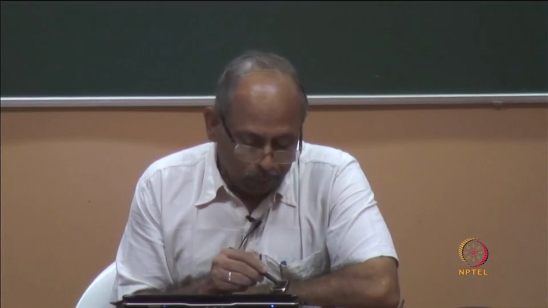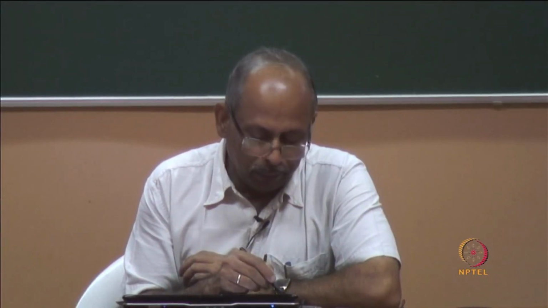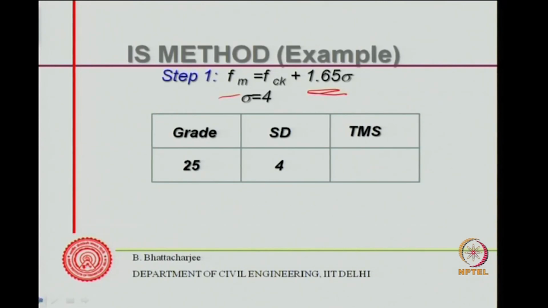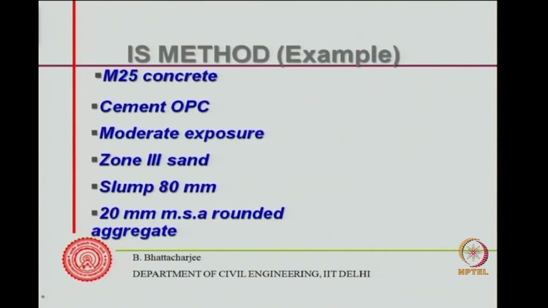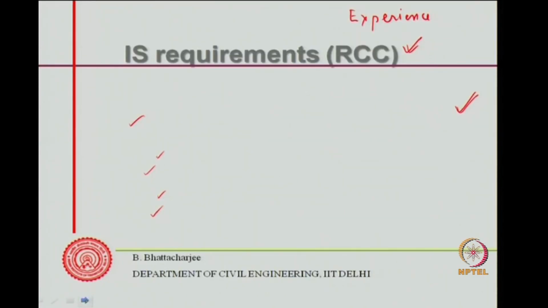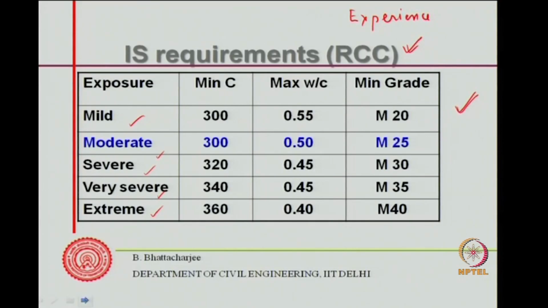Now, I also mentioned in our earlier problem that our exposure condition was moderate exposure. Therefore, for moderate exposure, if I look into this table, the one which is colored blue, minimum cement content is 300, maximum water cement ratio is 0.5 and the minimum grade of concrete is 25.